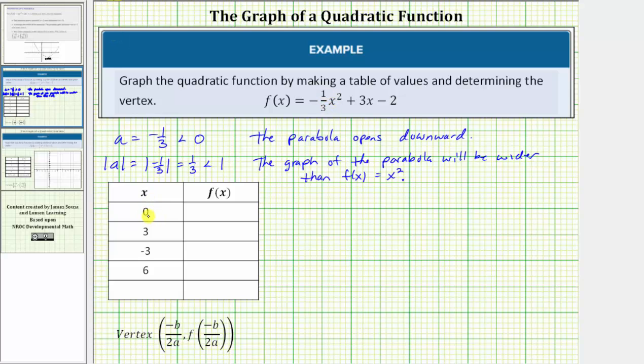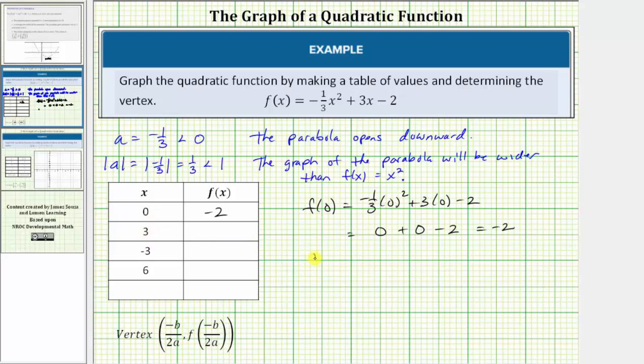So when x equals 0, the corresponding function value or y value is f of 0. To determine f of 0, we substitute 0 for x, which gives us negative 1/3 times 0 squared plus 3 times 0 minus 2. Simplifying, we have 0 plus 0 minus 2, which equals negative 2. One point on the graph of the parabola is given by the ordered pair 0, negative 2, which happens to be the vertical intercept of the graph because this point is on the vertical axis. Next we have x equals 3.